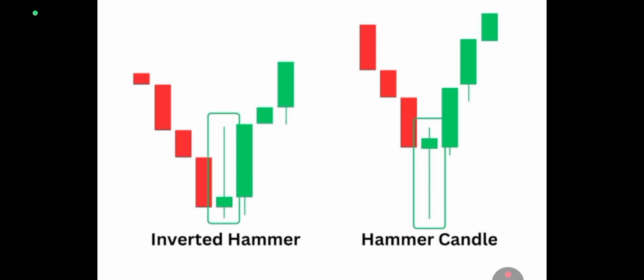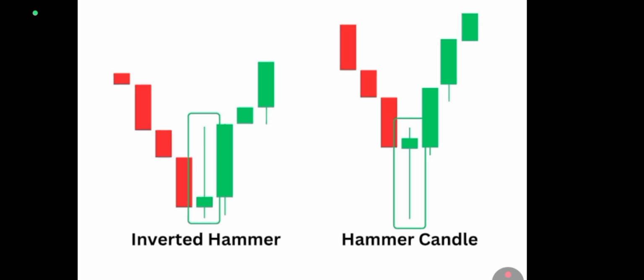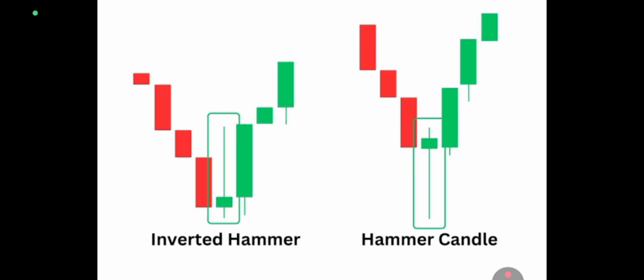market. So what you can see here again is the inverted hammer. What do you understand by inverted hammer? It's just like the hammer itself, but the wick is pointed up while the body of the candle is below.